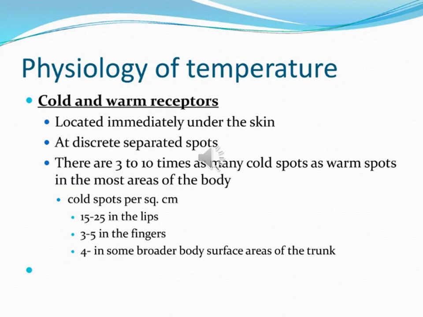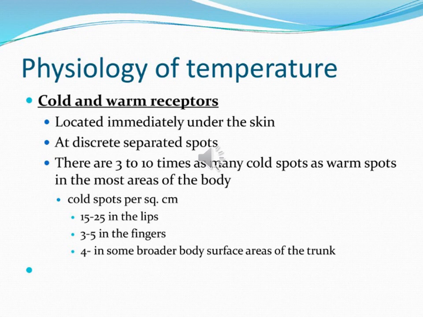These cold and warm receptors are located immediately under the skin, and these are present at discrete separate spots, and it is believed that there are 3 to 10 times as many cold spots as there are warm spots in most areas of the body.